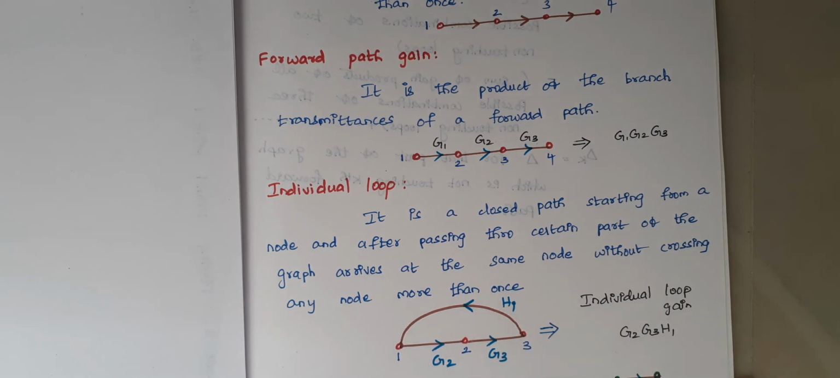And again, when you consider individual loop gain, you just have to multiply the gain in each part. Here, from 1 to 2, the gain is G2. From 2 to 3, the gain is G3. And again, from 3 to 1, the gain is H1. So, you just have to multiply. G2, G3, H1 is nothing but your individual loop gain.